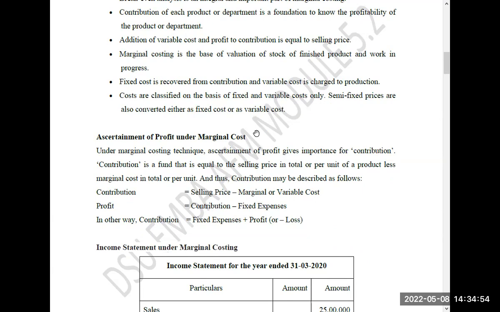Look at this. Contribution is equal to selling price per unit minus marginal cost or variable cost per unit. All of you have to write down this formula. Contribution is equal to selling price per unit minus variable cost per unit. That unit can be anything: helmet, water bottle, chair, mobile phone, or any product. Okay. Then if that is the case, profit is equal to, just now we discussed, no, contribution in total. Please understand, contribution in total minus fixed cost in total.